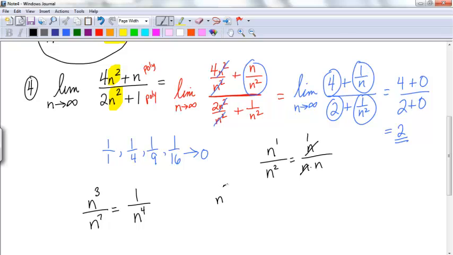So if you had n to the 7th over n to the 3rd, if I turn it around, that would be n to the 4th up on top. This one's the same as n to the -4.